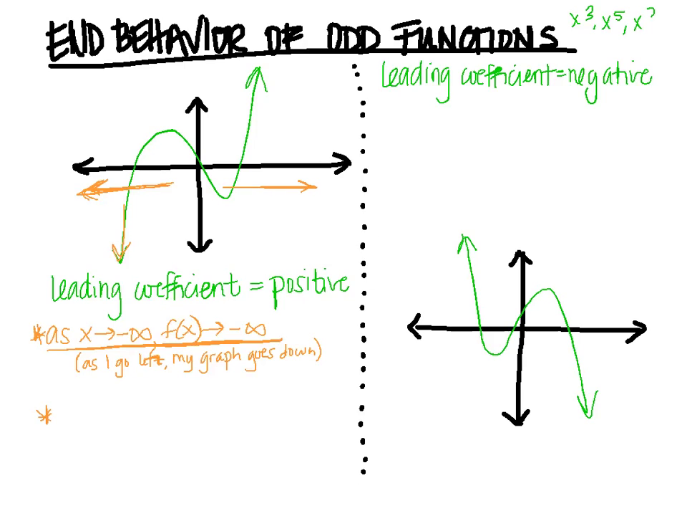So as I go right means as x gets to the biggest possible number I know, which is positive infinity, the question is what happens to my graph? So as I go to the right, my graph goes up, which means f of x goes up to the biggest number I know, which is positive infinity. Now you could put the plus sign for positive if you want, but you won't see me do that. So what this says is as I go right, my graph goes up.